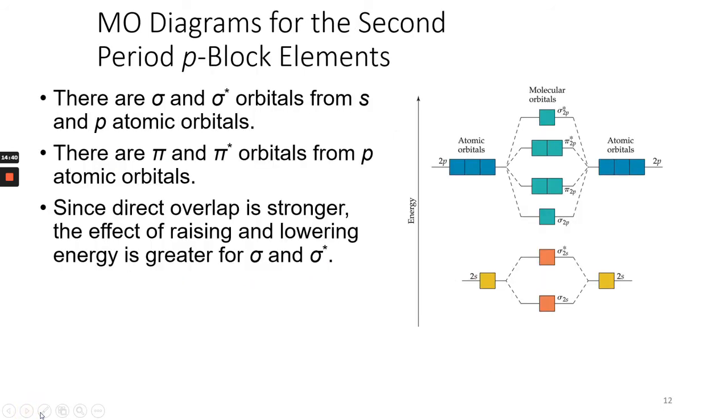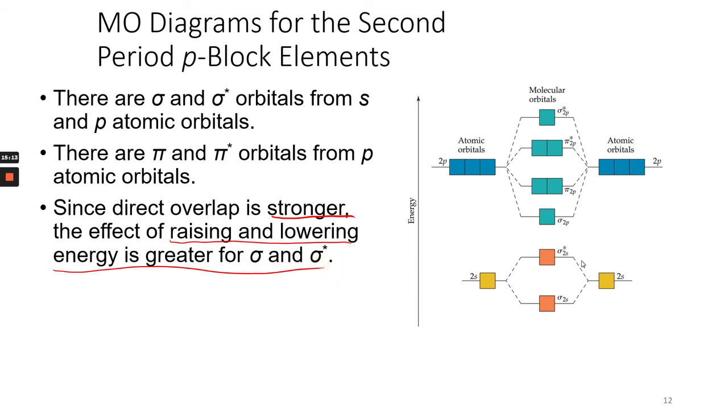So how do we draw the molecular diagram when we are putting in the p block? So there are sigma and sigma stars. Remember, these are your antibonding orbitals from the s and the p orbital. There are pi and pi star. Remember, that's your antibonding orbitals from the p orbitals. Since when you have a direct overlap that's stronger, the effect of raising and lowering the energy is greater for the sigma than for the pi's.